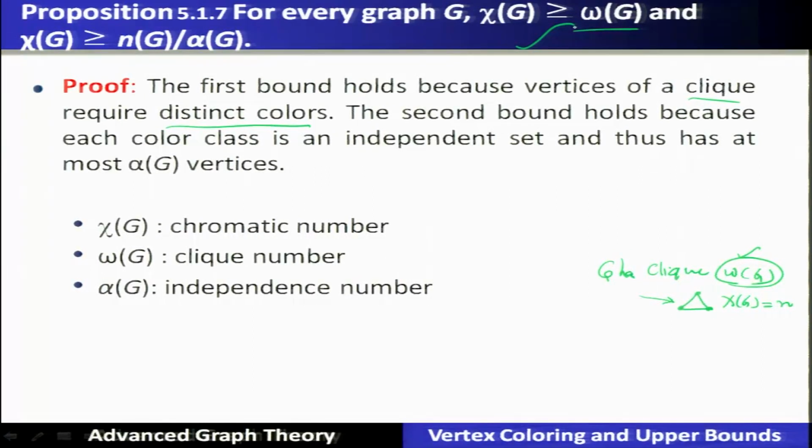The second bound says that after obtaining the coloring, we collect the independent sets in the form of color classes, and alpha of G indicates the maximum size of an independent set. Each color class is an independent set and is given a separate color, so each color class has at most alpha of G vertices. The total number of vertices is n of G. If we divide, then at least that many colors will be required. Hence, the second bound is also proved.